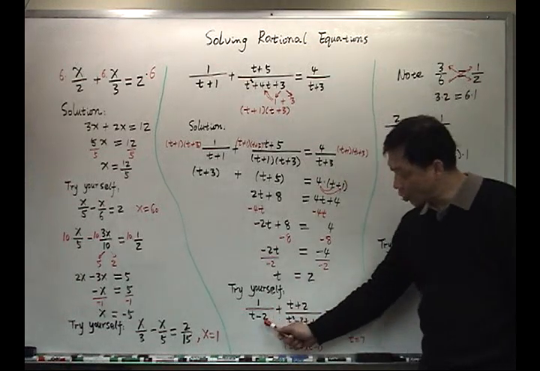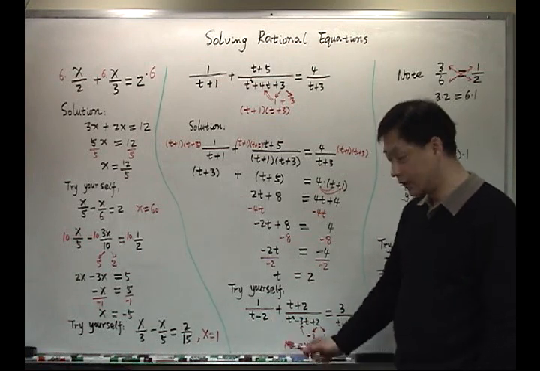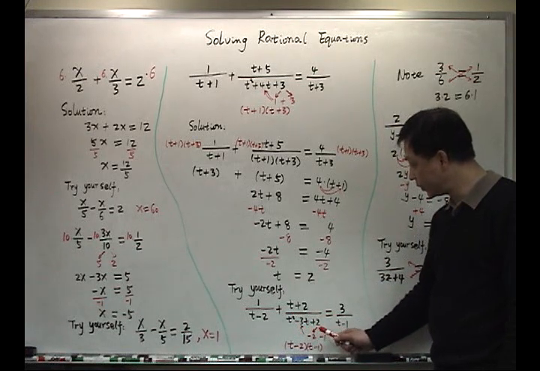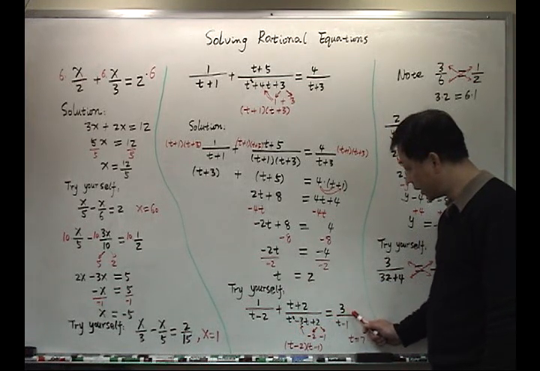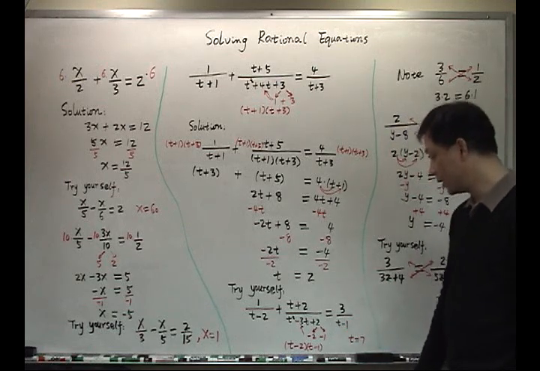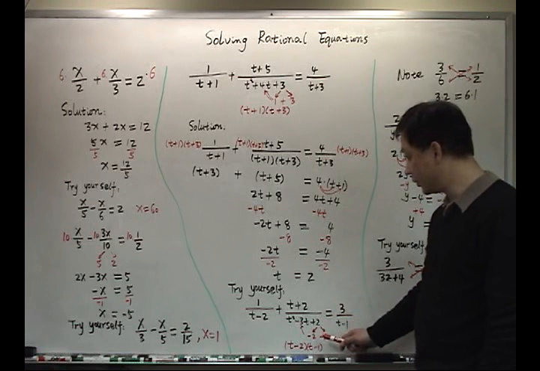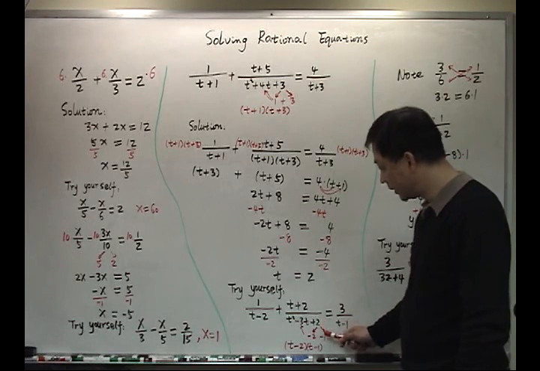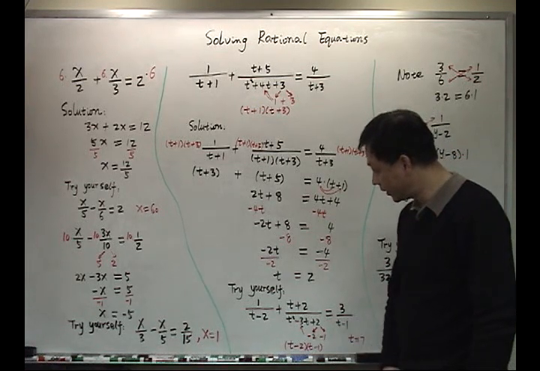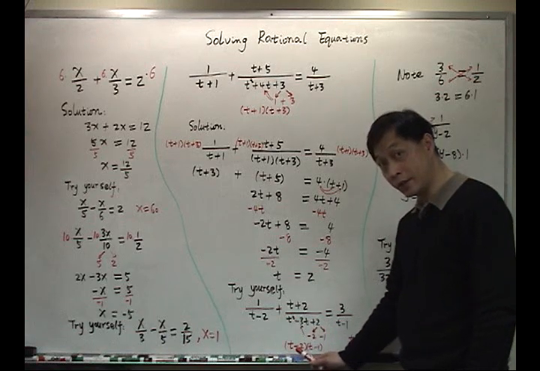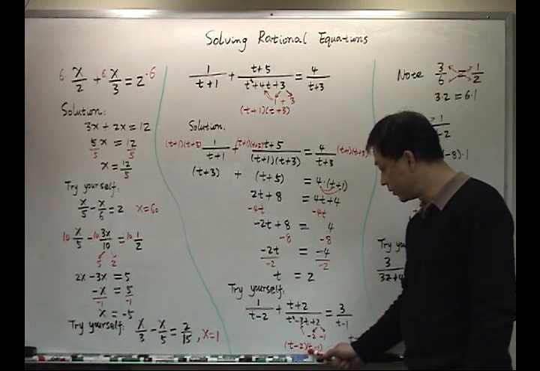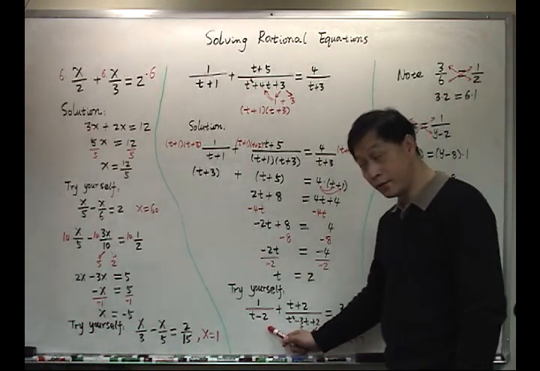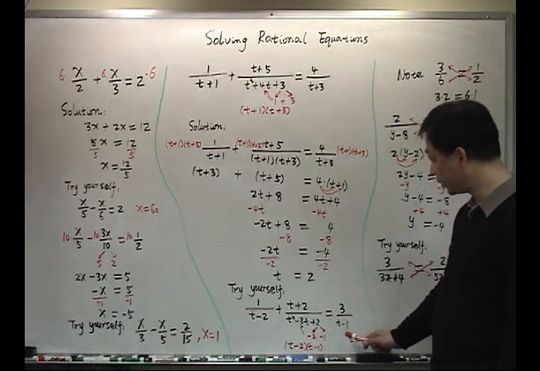This one is 1 over t minus 2 plus t plus 2 over t squared minus 3t plus 2 equals 3 over t minus 1. Again, 2 can be split into two numbers, negative 2 times negative 1, which is positive 2, and added together you have negative 3. So downstairs, this one can be factored like t minus 2 times t minus 1. Then t minus 2, t minus 2, t minus 1, t minus 1.